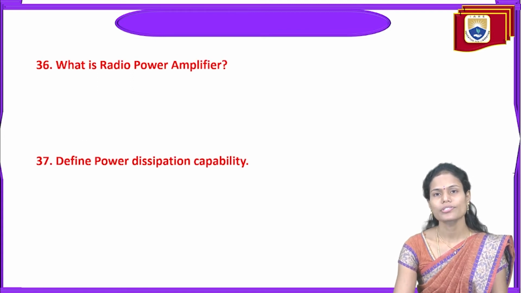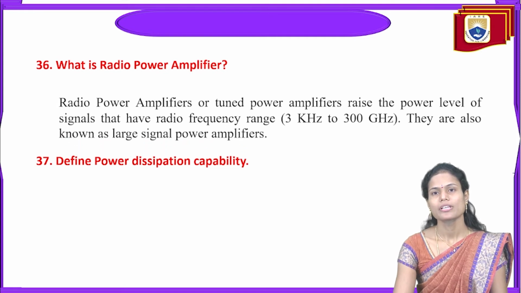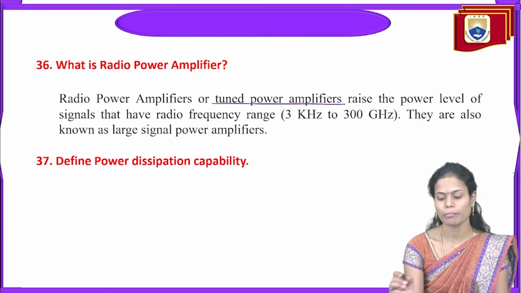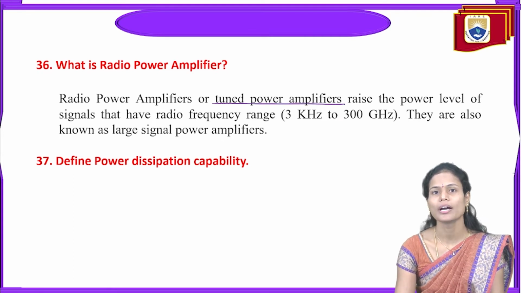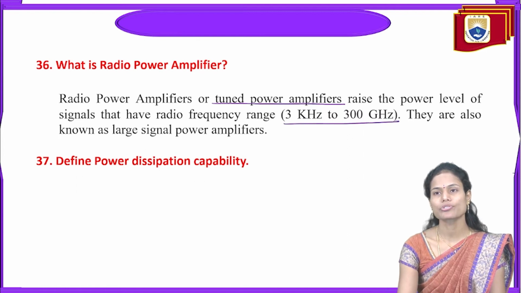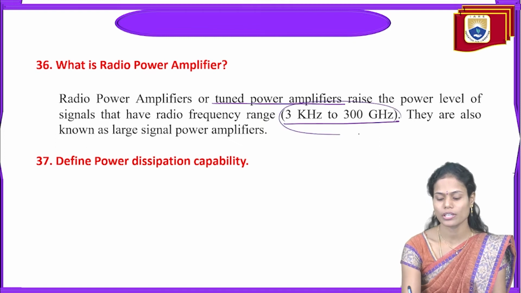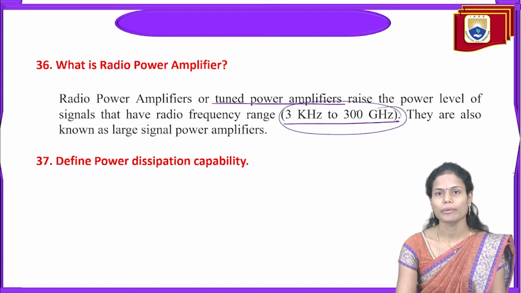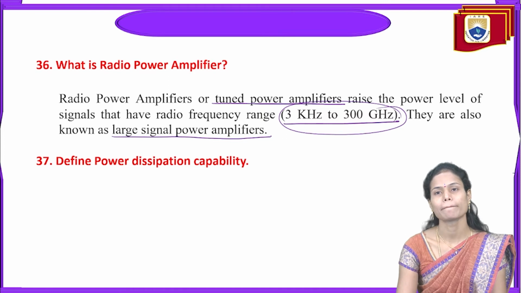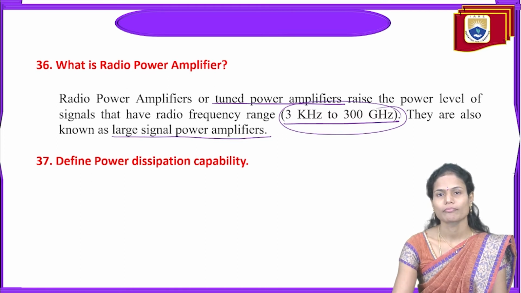And next, what is radio power amplifier? So radio power amplifiers, also called tuned power amplifiers, are used to amplify the power level of signals having the frequency range 3 kilohertz to 300 gigahertz. So this particular range of signals can only be amplified by using radio power amplifiers. These are also called large signal power amplifiers.